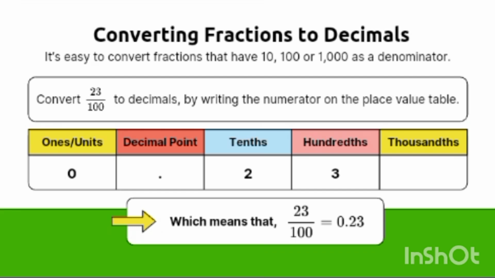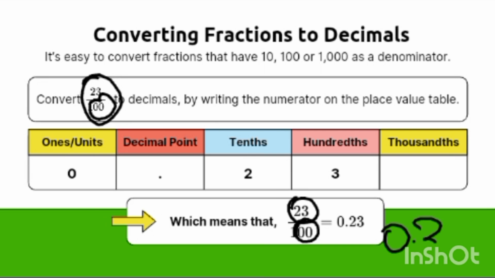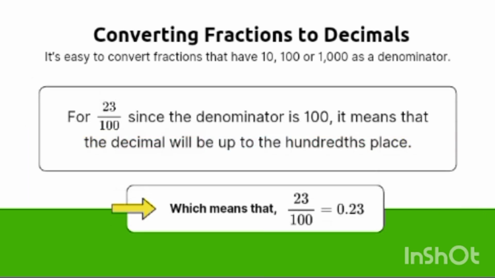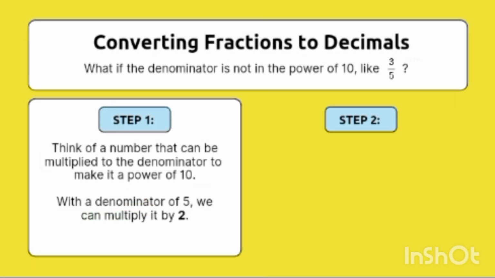If you put that into the place value table, you will notice that it is easy. For 23 by 100, you will see that there are two zeros in the 100, so it means there will be two digits, and there are two numbers in 23. Since the denominator is 100, the decimal will go up to the hundredths place, which means 23 by 100 is equal to 0.23.